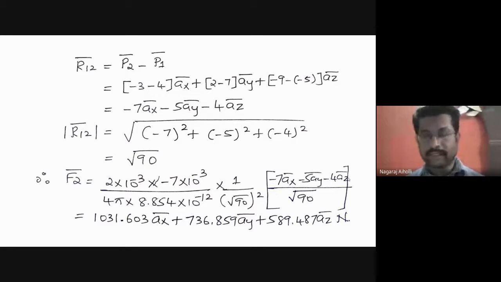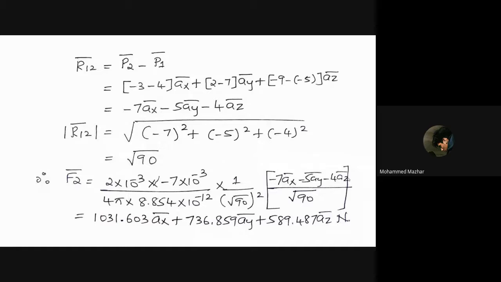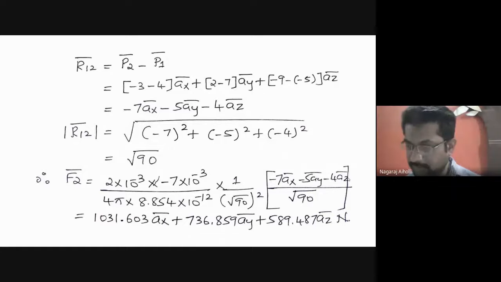I hope this problem is clear to everyone. Anybody not understood this problem? Yes, please. Mohammed, did you understand this problem? Yes, sir, understood. Okay. Rutik Chopde.